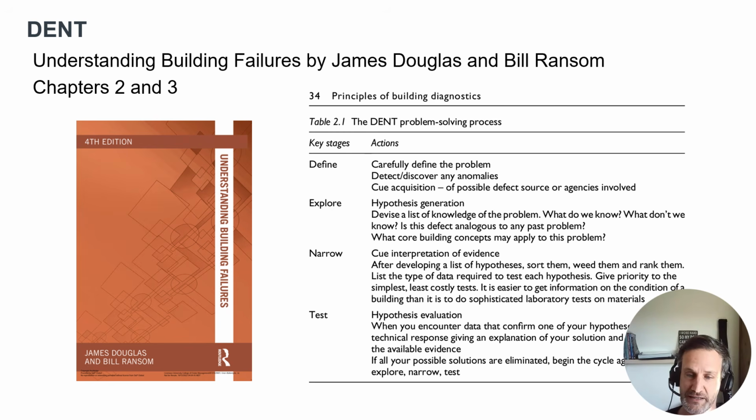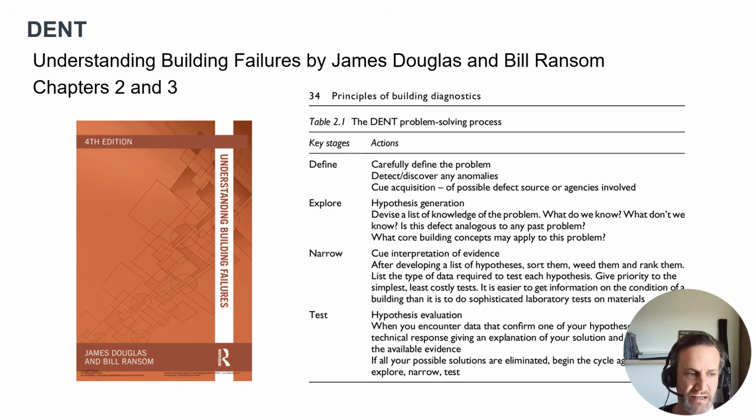I'm not going to claim responsibility for developing this idea. It comes from this really useful book, Understanding Building Failures by James Douglas and Bill Ranson. Chapters 2 and 3 specifically cover this. They cover a lot about methodologies for assessing defects, how you actually approach the process of examining a defect and going through the process of trying to work out what it is. There are different ways of doing it, but I think this is one of the best ones, certainly the one that I focus on when teaching my students. So we're going to go through these 4 stages: the defining, the exploring, the narrowing, and the testing.